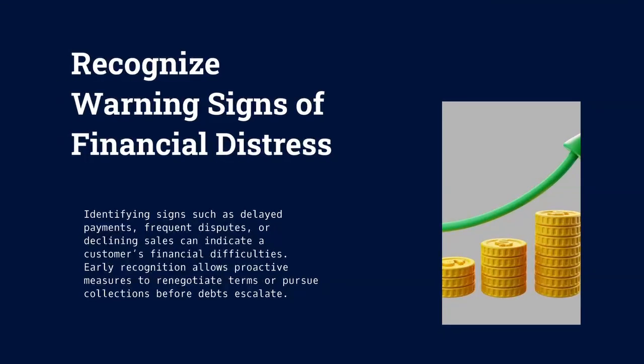Recognize warning signs of financial distress. Identifying signs such as delayed payments, frequent disputes, or declining sales can indicate a customer's financial difficulties. Early recognition allows proactive measures to renegotiate terms or pursue collection before debts escalate. By reviewing the behavioral patterns of your customers, you can know if that customer will pay you, if he will never pay you back, if he's in financial distress, and you can act accordingly, right? That's why it's very important to recognize these warning signs.